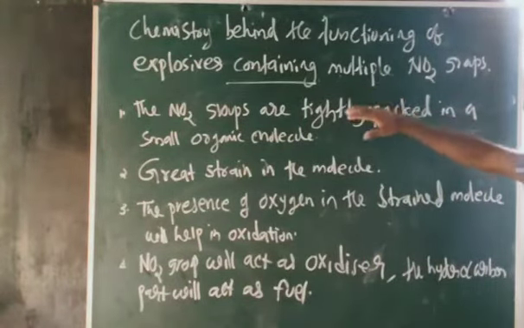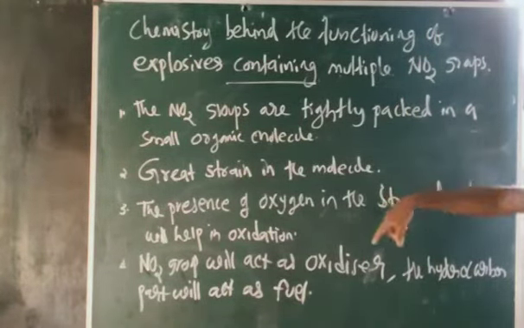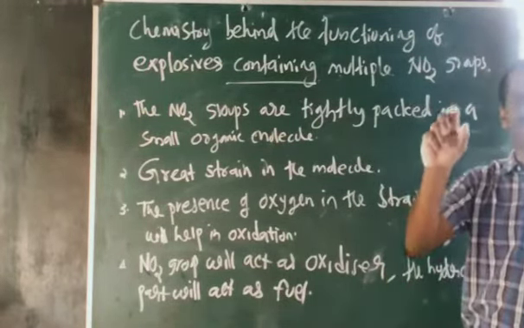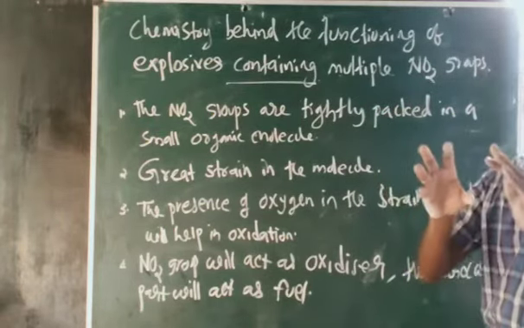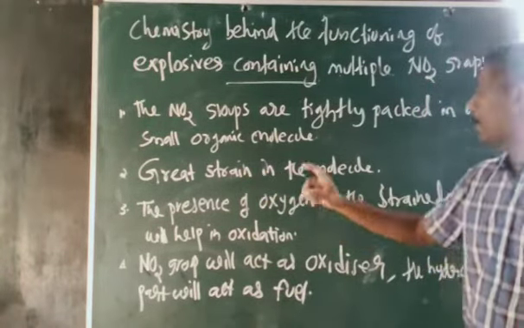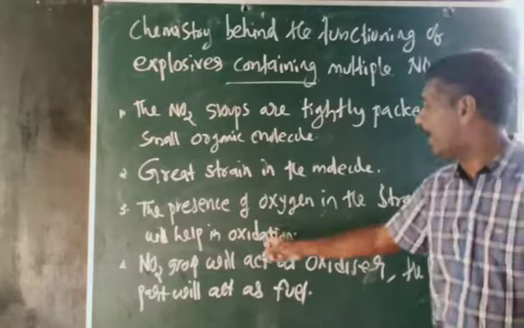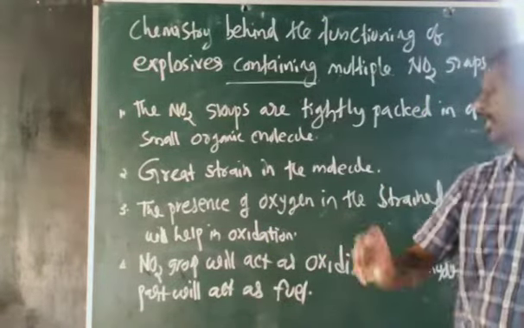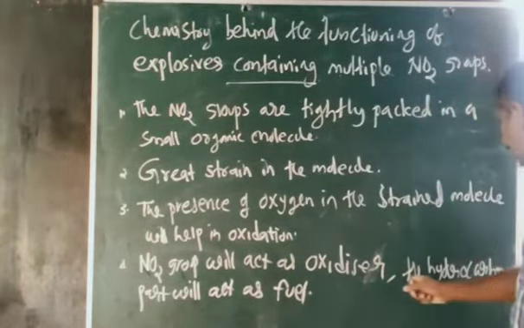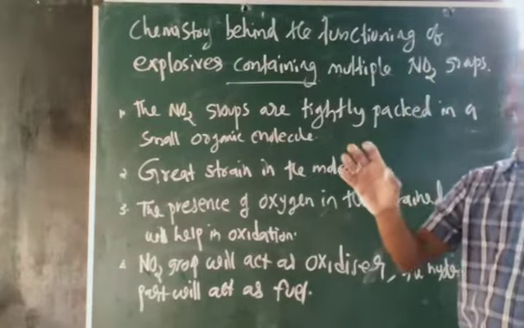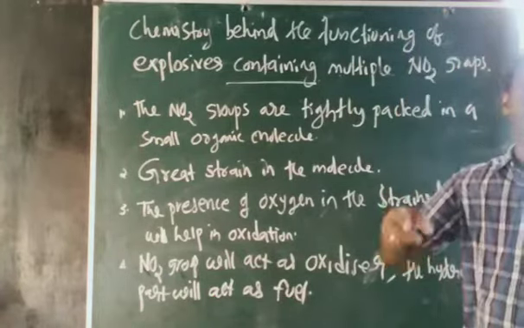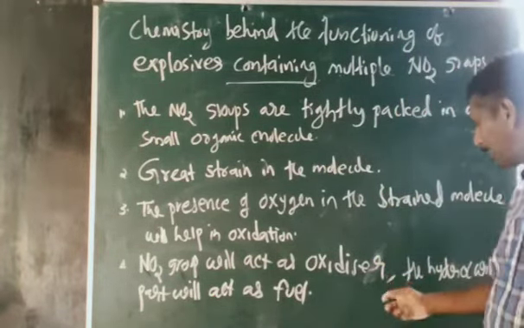So, the chemistry behind the functioning of explosives containing multiple NO2 groups. First one is the NO2 groups are tightly packed in a small organic molecule. If you take TNT, you can see that NO2 groups are tightly packed in a toluene molecule. Second, therefore there will be great strain in the molecule. Third, the presence of oxygen in the strained molecule will help in oxidation. The NO2 group will act as the oxidizer. It can produce oxygen, and the rest is the hydrocarbon part. Of course, hydrocarbons are fuels, so they will act as fuel.